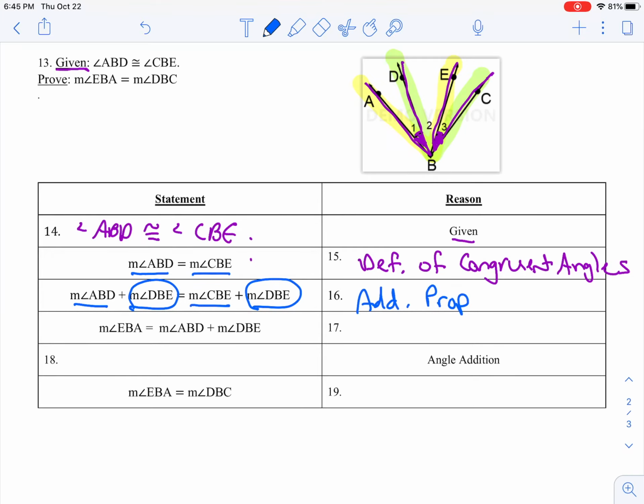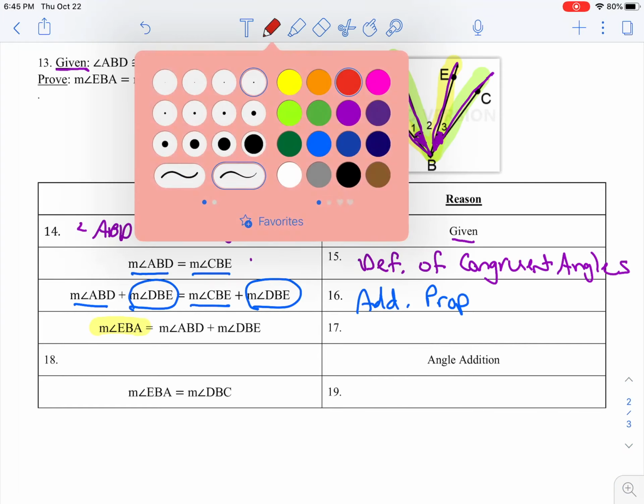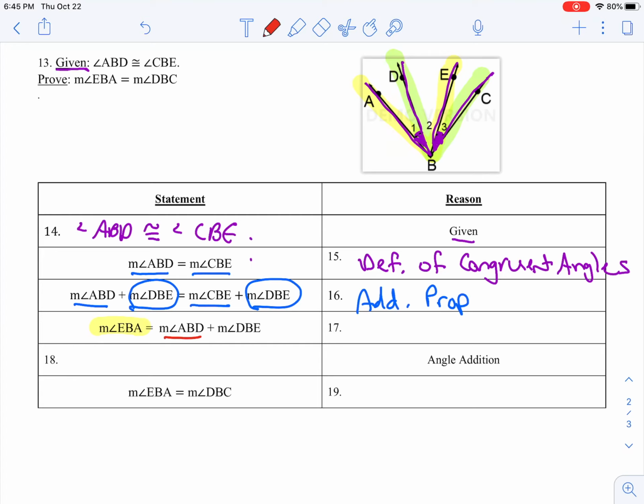All right, well, what happened here? Now we have that EBA, that's this yellow angle we marked, so EBA right there is equal to the measure of angle ABD plus DBE. So we're just adding these two pieces together to make the whole, and that is our angle addition postulate.